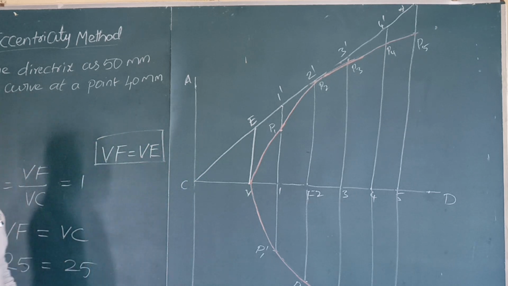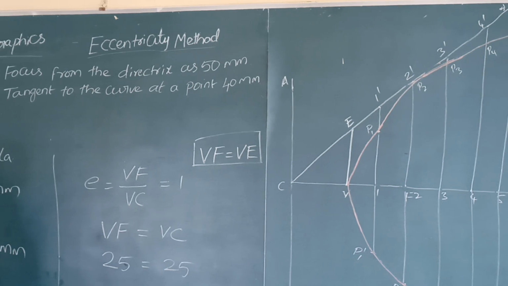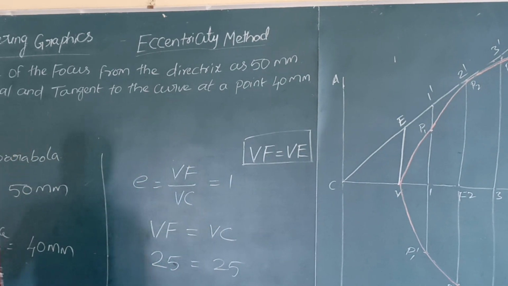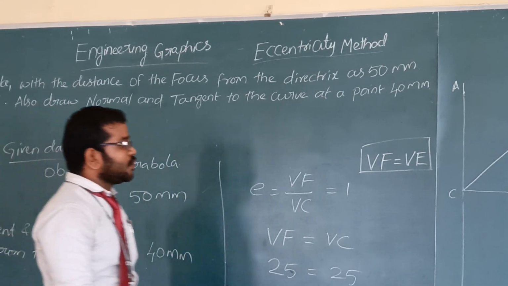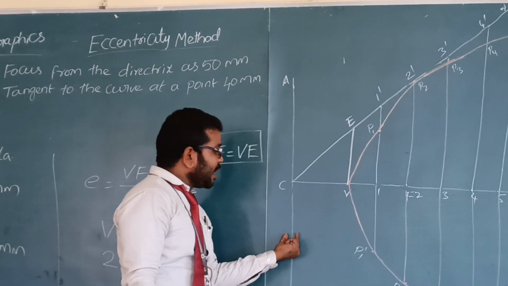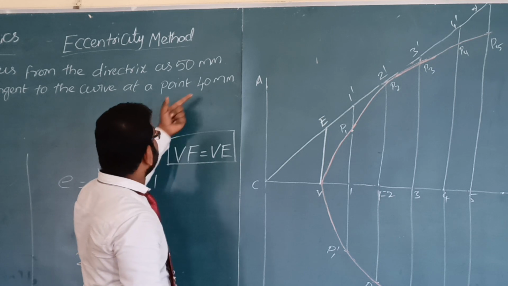Okay, this is the eccentricity method of parabola. In that question, they can also ask us to draw the normal and tangent. The distance from the directrix is given in the question as 40 mm. So the tangent and normal distance from the directrix is 40 mm. This is the directrix AB, and from AB to the parabola curve the distance is 40 mm.